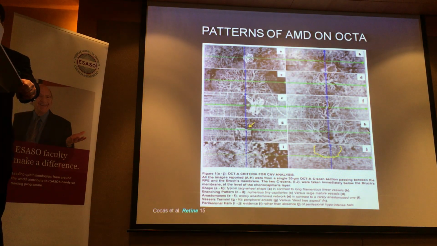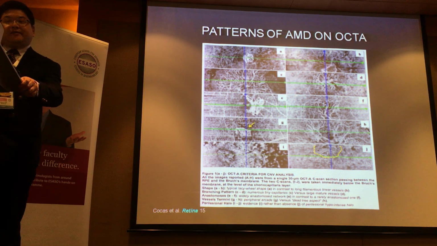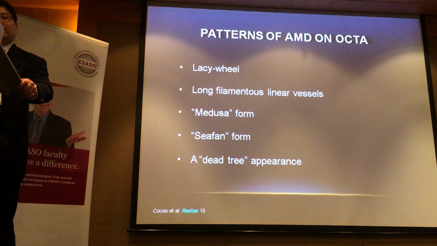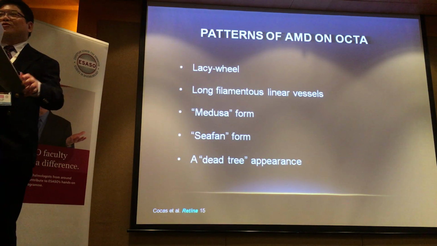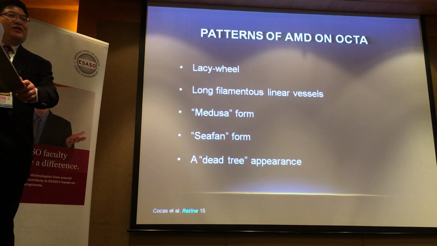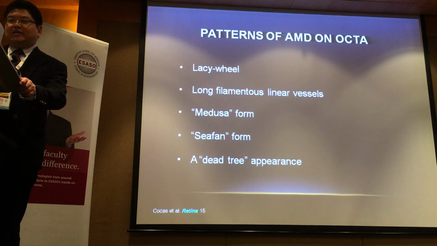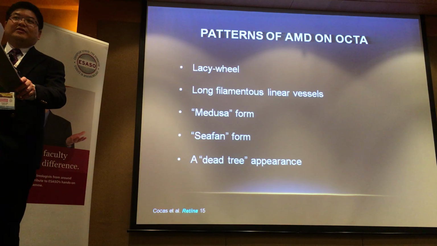So on OCT-A, different patterns have been described, and this is a paper by Koskas a few years ago describing the different patterns of OCT angiography. So these are some of the terms that have been used, and I'm sure maybe some of us can come up with more creative terms or even local terms that we're more used to, in the context of our cultures. But they describe a lacy wheel, filamentous linear vessels, a medusa, a sea fan, a dead tree. And I'll show examples of some of this.